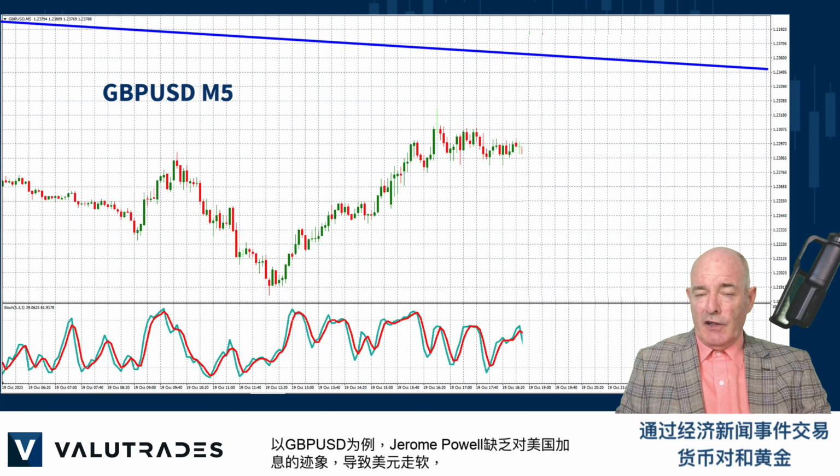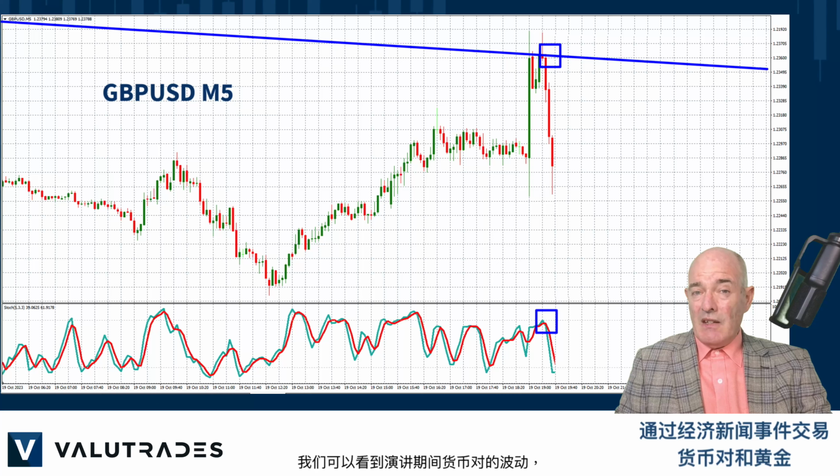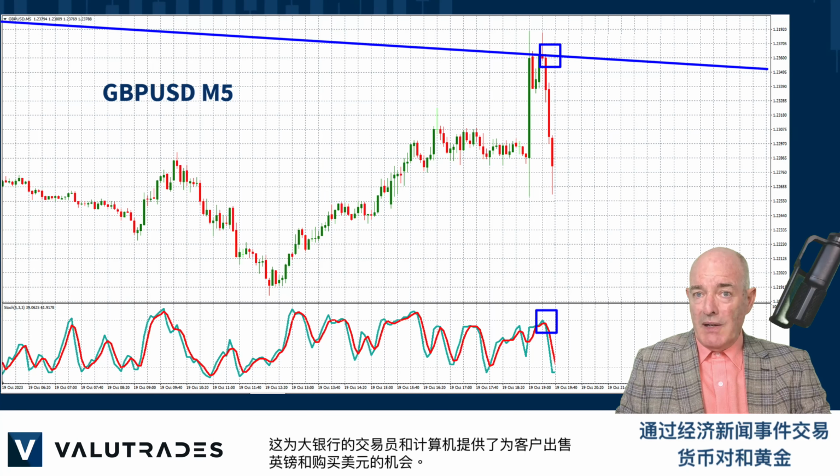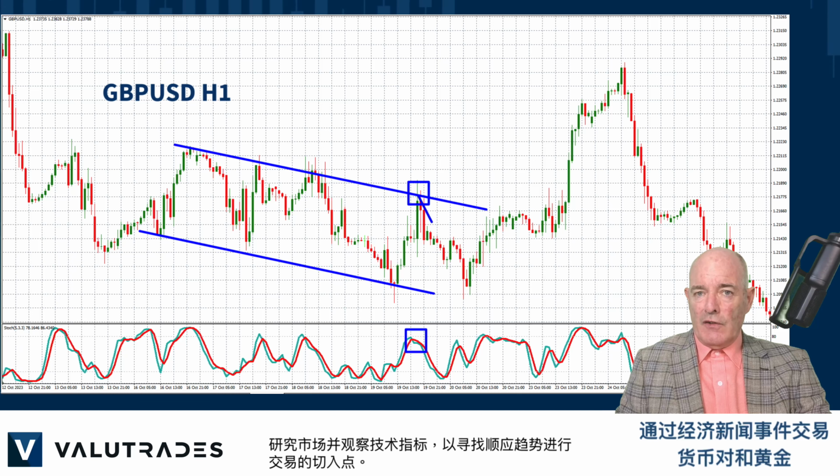Here on pound dollar, for example, Jerome Powell's lack of indication on US interest rate rises made the US dollar weaker until it touched this upper trend line in a downtrend, so we could sell GBP USD with the trend. We can see the volatility of the currency pair during the speech, which gave the traders and computers of the big banks the opportunity to sell GBP and buy USD for their clients. To be proficient at this, you need to prepare, study the markets, and watch your technical indicators to look for entry points to trade with the trend.